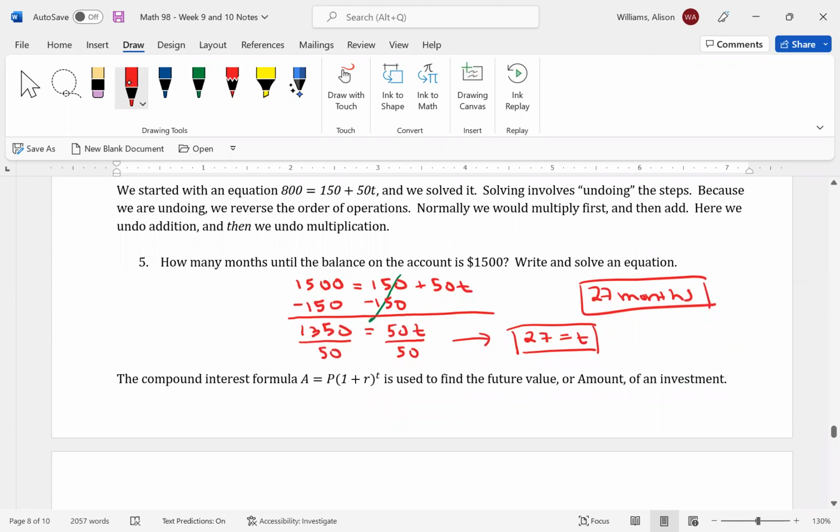Compound interest formula: A equals P(1 plus r)^t is used for the future value or amount of an investment.